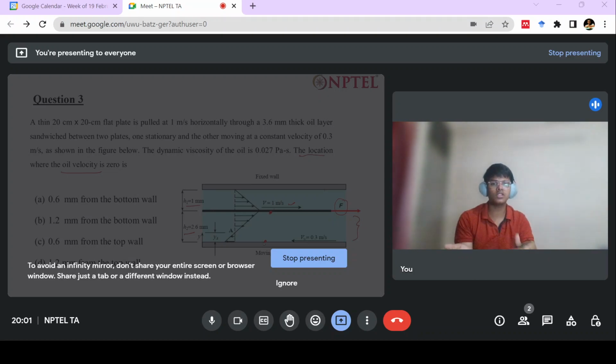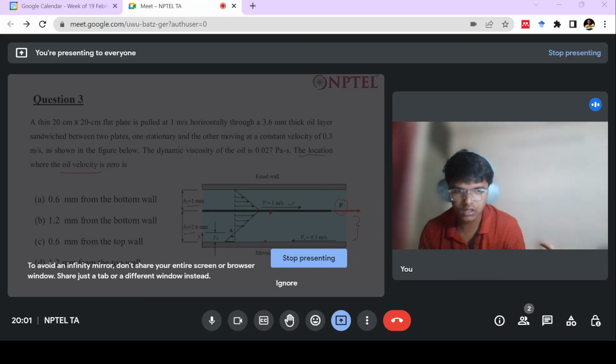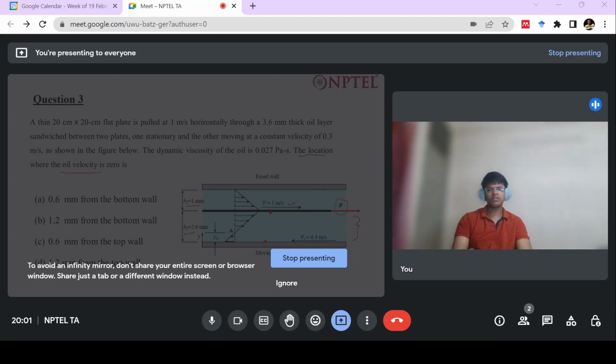Since they are moving in opposite directions, there must be a point in the fluid where the velocity changes direction, and that is what we have to find. We can find it easily because we know this fluid profile is linear. We make that assumption because, as previously described, there are no external body forces like pressure, and this can also be taken as a very narrow gap.